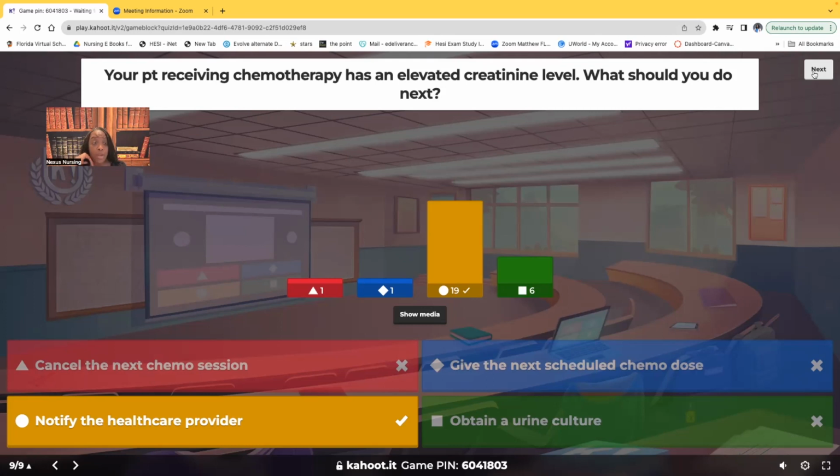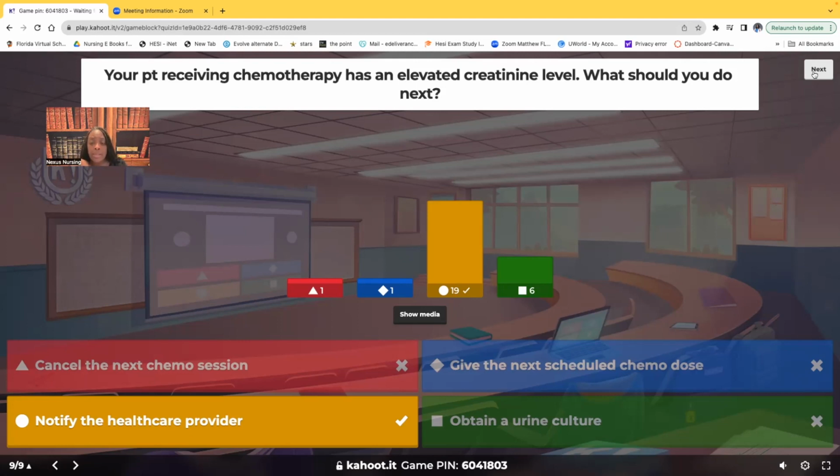Now let's look at the wrong answer choices. The first one, cancel the next chemo session. Well, guess who's going to cancel that chemo session? The oncologist, the healthcare provider, not you. You're going to reach out to the healthcare provider. If anything, you're going to withhold the medication, then reach out to the healthcare provider, but you're not going to cancel it. That's not within your scope of practice.